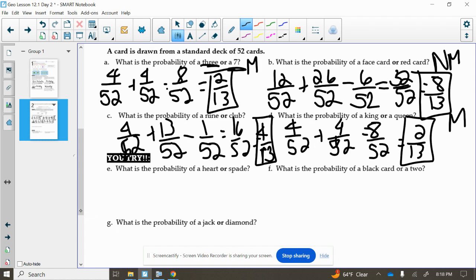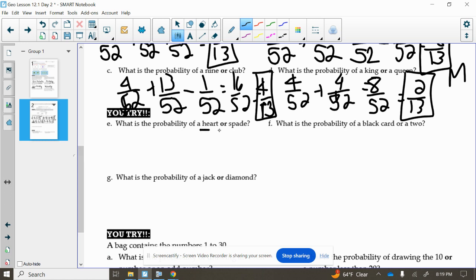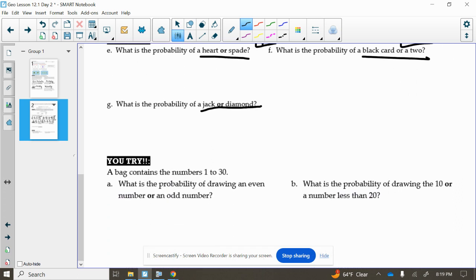So you're going to find the probability that you have a heart or a spade, a black card or a 2, and a jack or a diamond. Down on the last few tries, you have a bag that has the numbers 1 through 30 labeled. What is the probability of drawing an even number or an odd number out of those? And then for part B, what is the probability of drawing the 10 or a number less than 20? Okay, again, think if there's overlap or not.